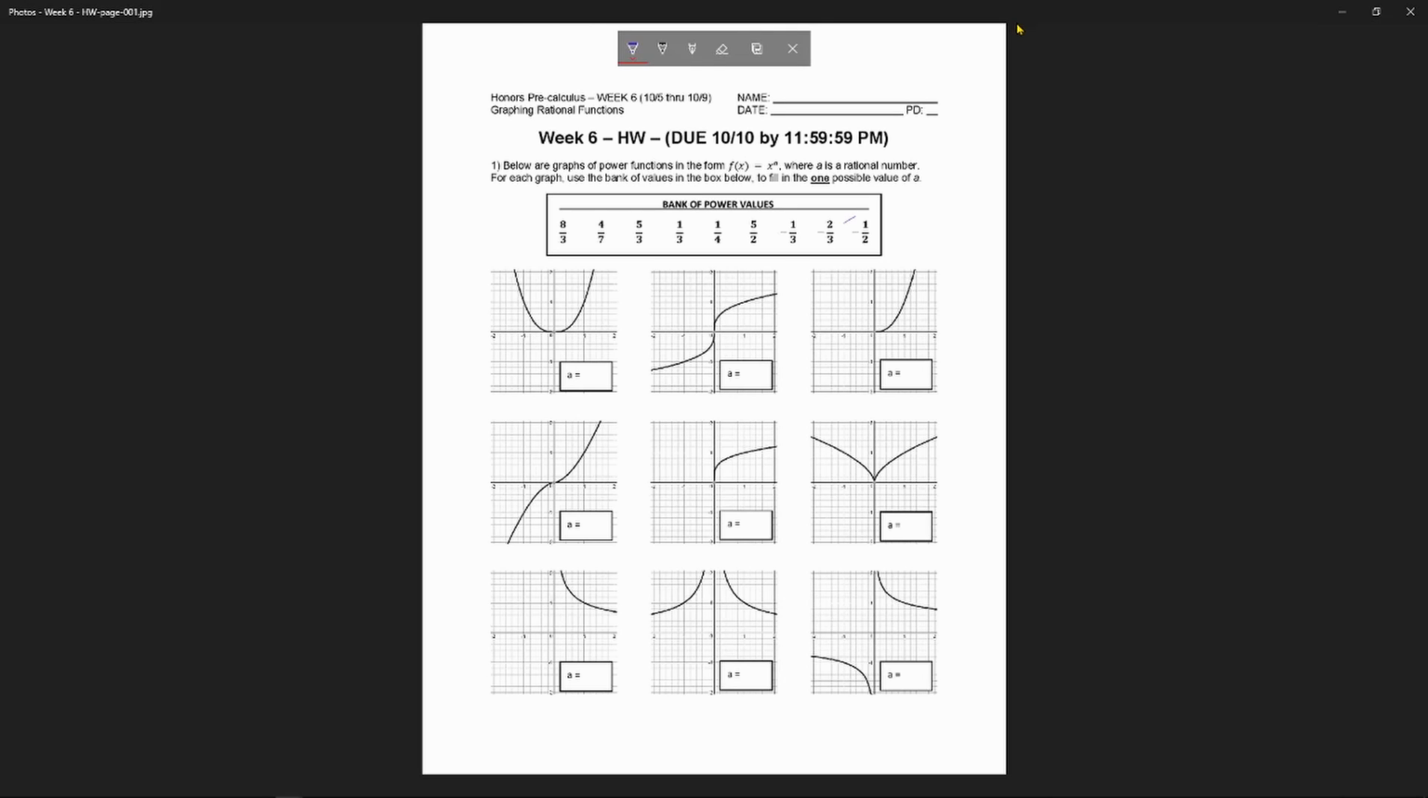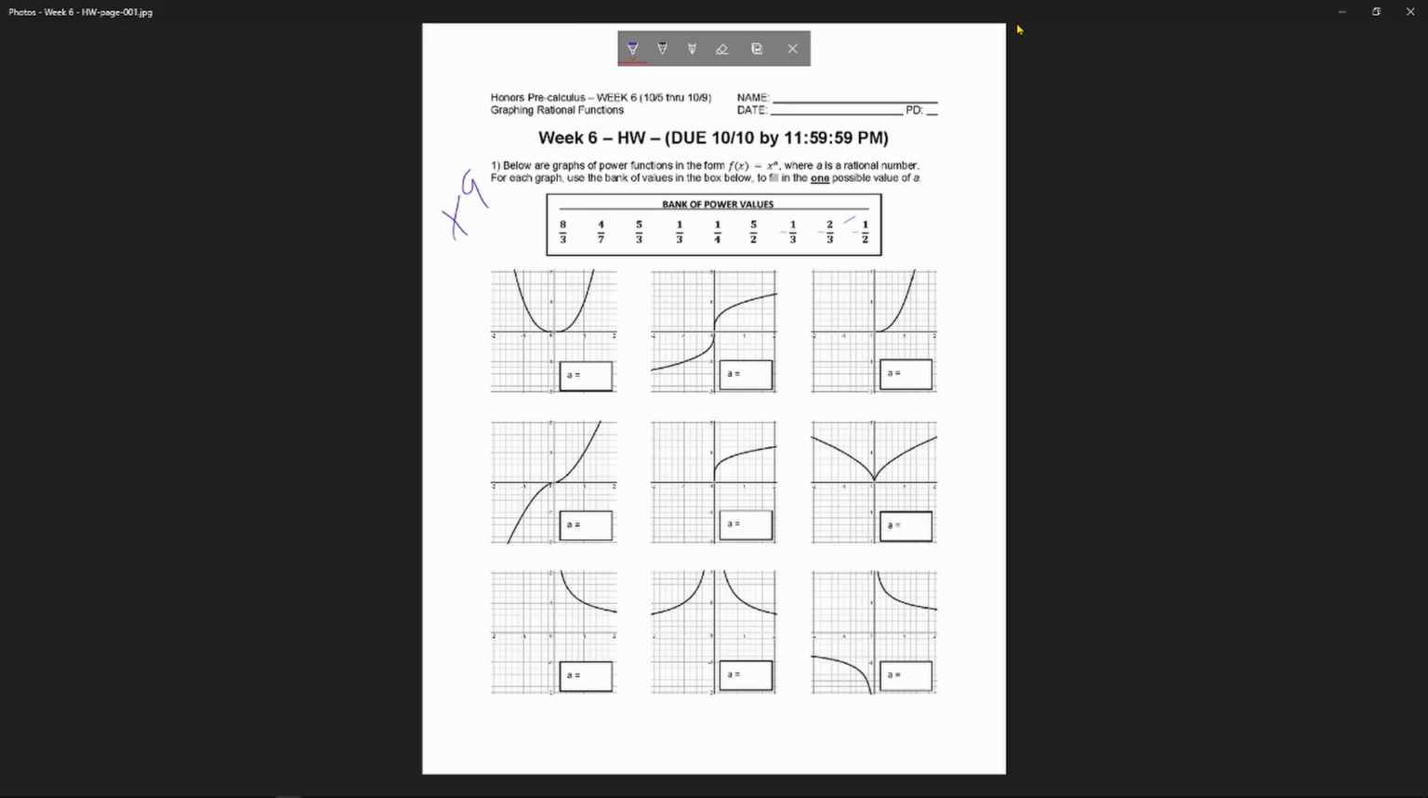With this problem we are asked to match one of these graphs with one of these exponents in this bank, if we were to plug in these fractions into the function x to the a. So if you remember from the last video, first we determined whether this fraction here would make the function even or odd. And then we had to look at whether the fraction would be less than or greater than 1. That's going to tell us what the graph is going to look like.